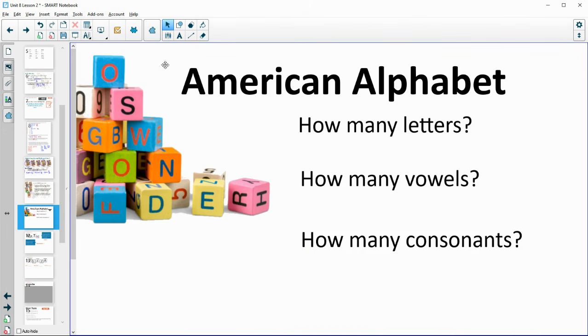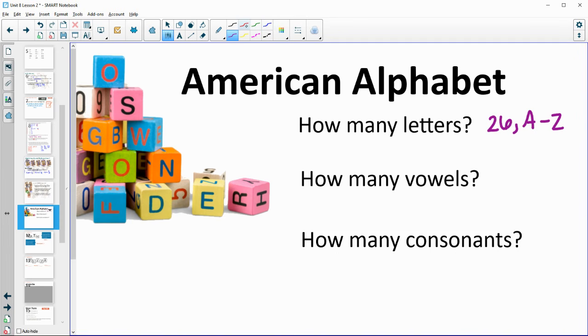All right, then let's get into looking at some different words. So we're going to be using the American alphabet in this. So let's talk about it a little bit just to make sure that we understand. How many total letters are there in the American alphabet? So there are 26 letters, A to Z.